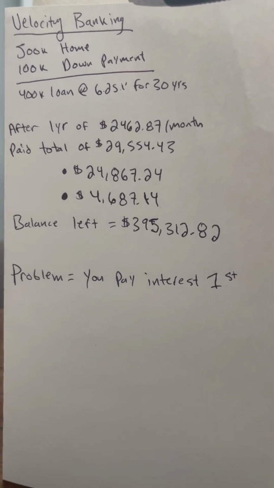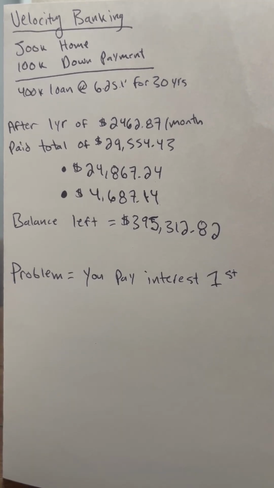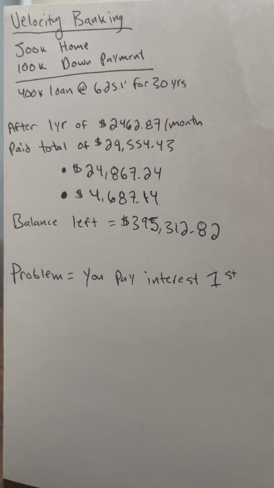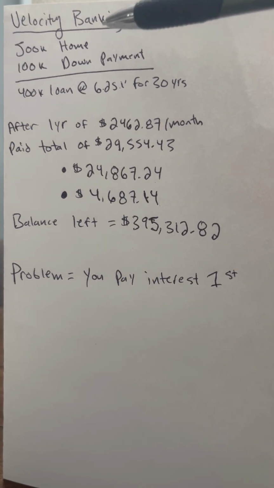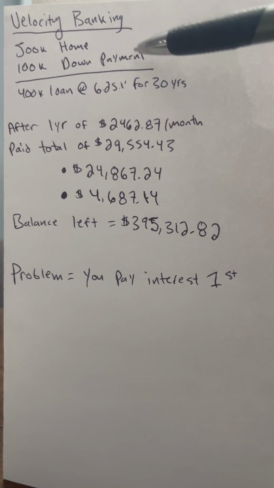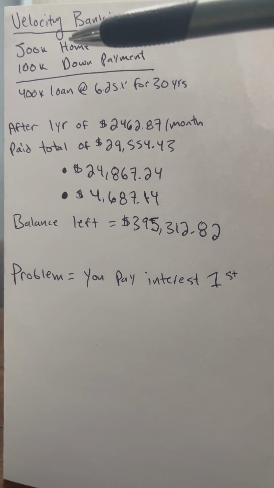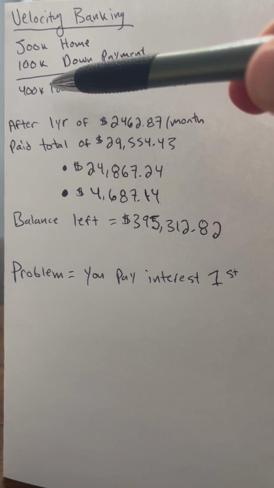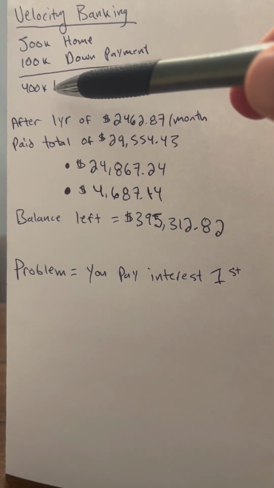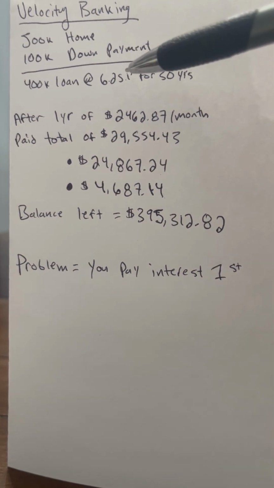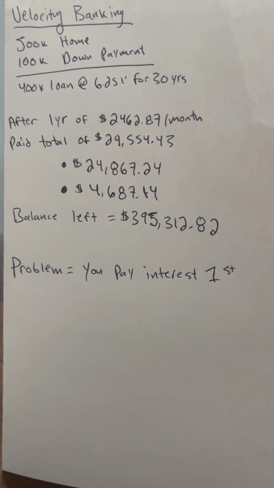Today we're going to talk about a concept called velocity banking. In this example, we're going to use a $500,000 home with a 20% down payment, so a down payment of $100,000. We're going to say that someone took out a $400,000 loan at a rate of 6.25% for 30 years.